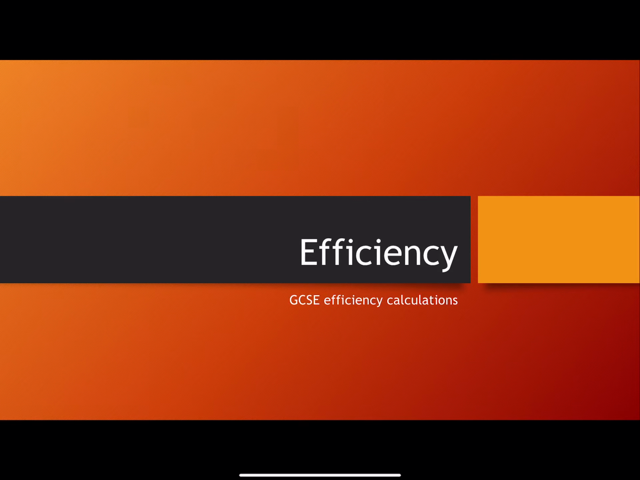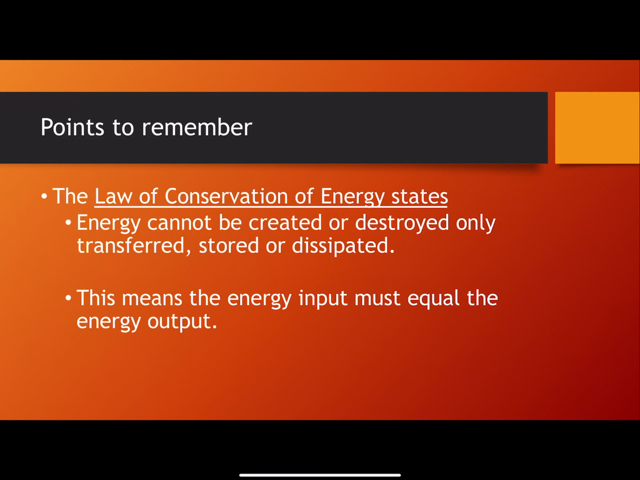So what I'd like to do is go through a presentation now with you on efficiency and the GCSE efficiency equation and potential calculations that you might have to do. The first thing to remember is the law of conservation of energy, and that states energy cannot be created or destroyed, only transferred, stored or dissipated. So transferred from one of our energy stores to another, stored, it stays in that energy store, or dissipated, goes into the environment as thermal energy.